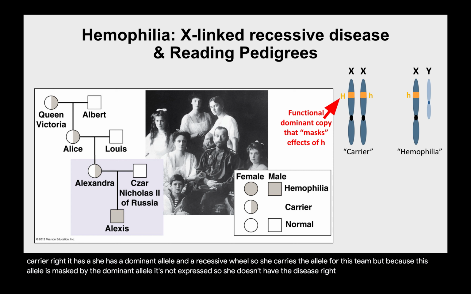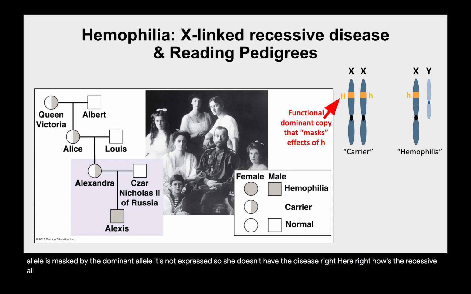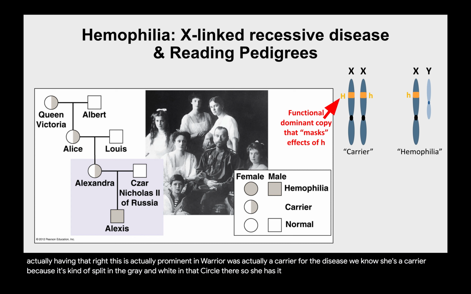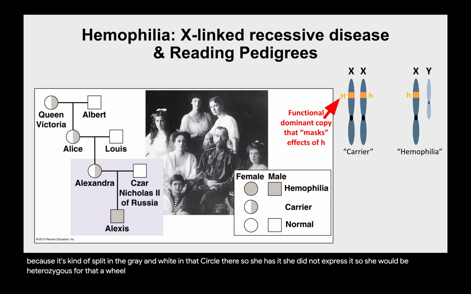Versus this male here, who has the recessive allele. It is not masked by a dominant allele, so it is therefore expressed. So this male has hemophilia. There's that distinction between being a carrier and actually having the disease. This disease is actually prominent in some royal family lineages, as we see up here. Queen Victoria was a carrier for the disease. We know she's a carrier because the circle is split in gray and white. She has it but did not express it, so she would be heterozygous for that allele.